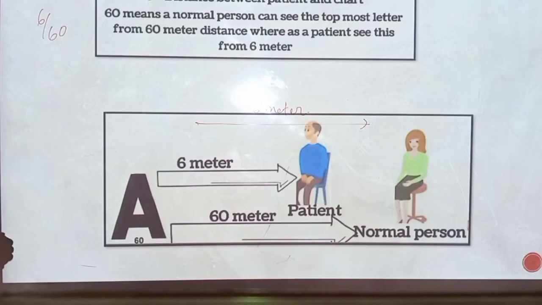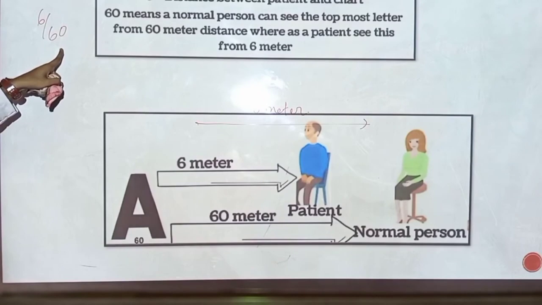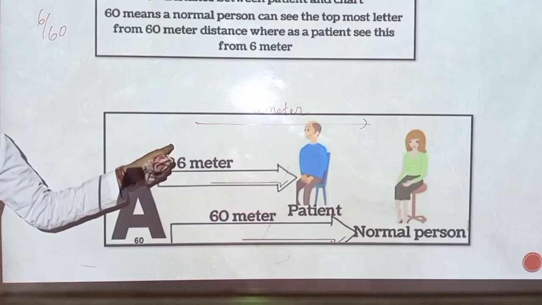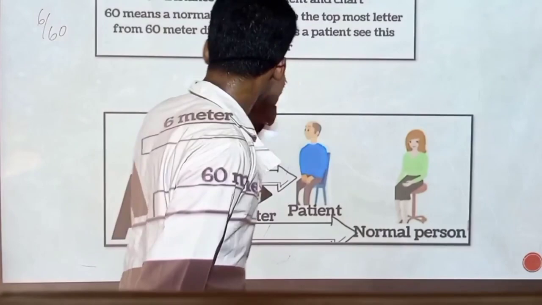In this terminology 6/60, the 6 means the distance between the patient and the chart, and 60 means a normal person can see the topmost letter from 60 meters, whereas this patient can see the topmost letter from 6 meters. I hope all of you understand my point. This is the meaning of 6/60.